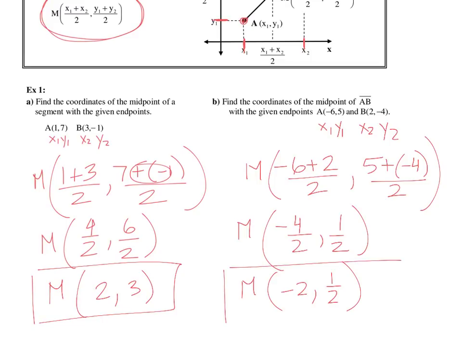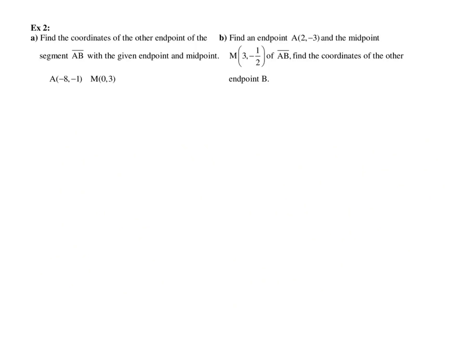Okay, you can have fractions for either the x value or the y value, or both, when working with the midpoint. All right, don't freak out when you see fractions. All right, example 2, find the coordinates of the other endpoint of the segment AB with the given endpoint and midpoint. All right, so we're going to have to work backwards a little. So here they already give us the midpoint, 0, 3. And then I'm going to apply the midpoint formula.